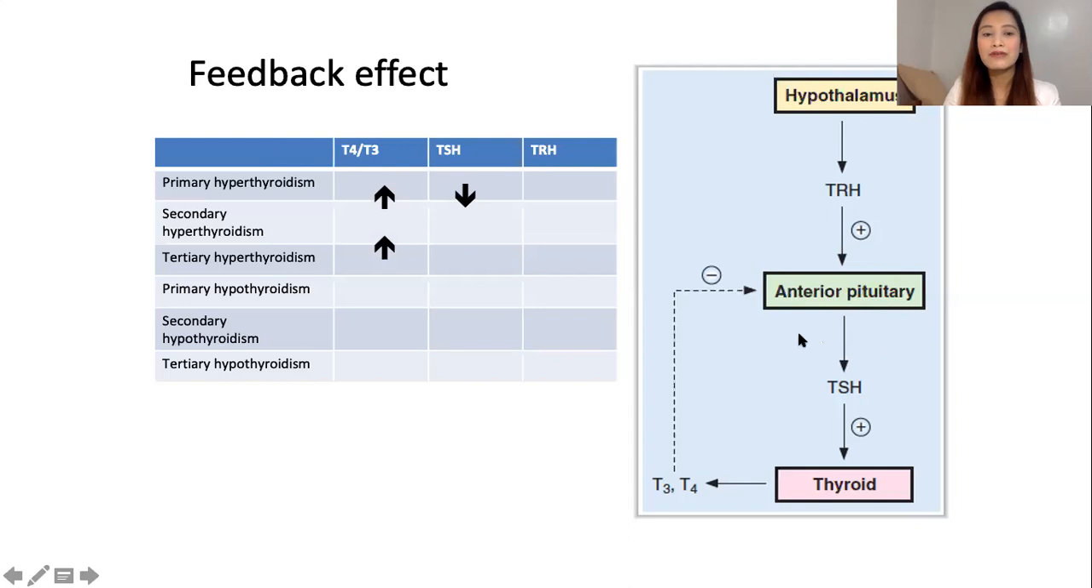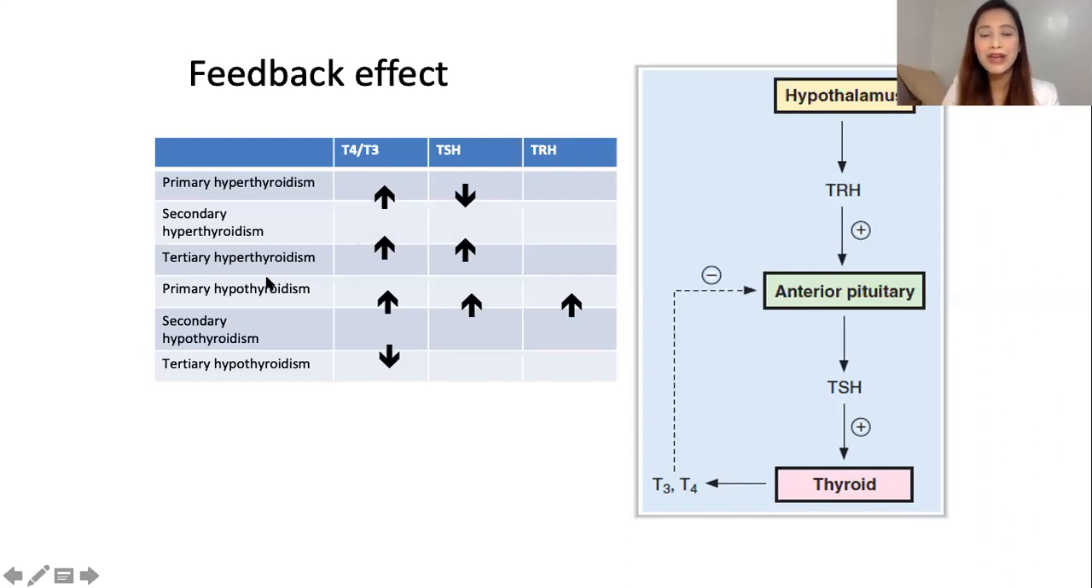And then if you have, sorry for the arrows, secondary hyperthyroidism, meaning the problem is coming from your pituitary, there is excess production of TSH from the anterior pituitary. It will now result in an increase in T3 and T4. If you have tertiary, just ignore the tertiary hyperthyroidism.